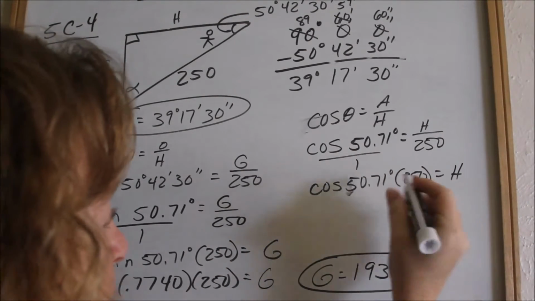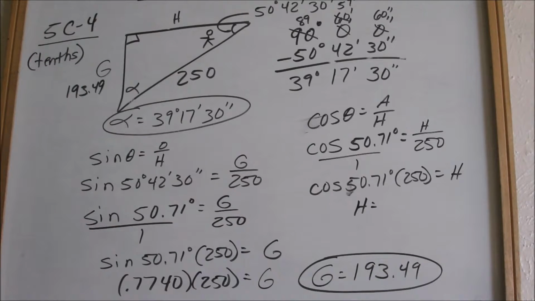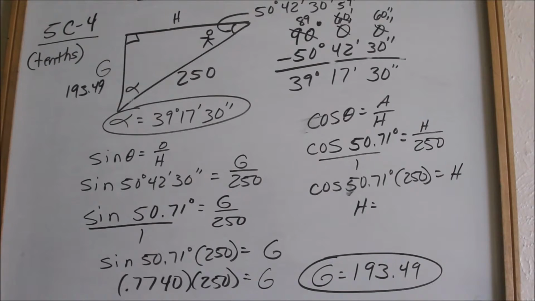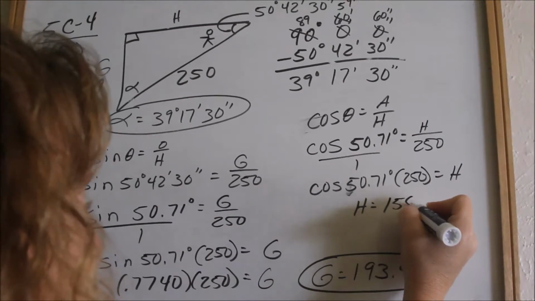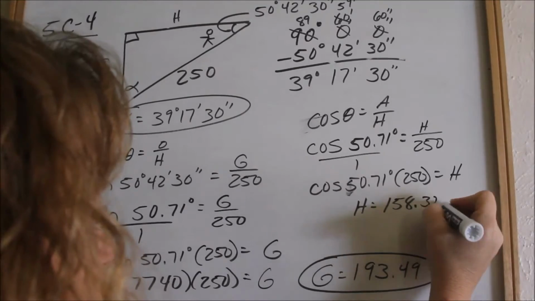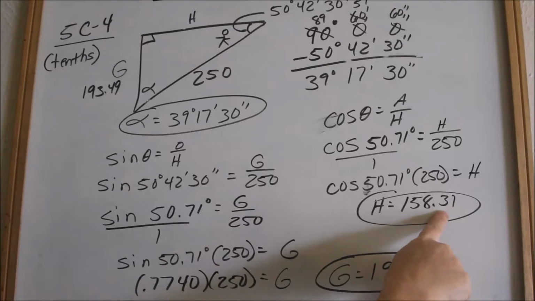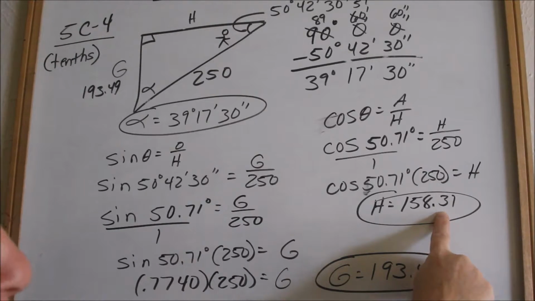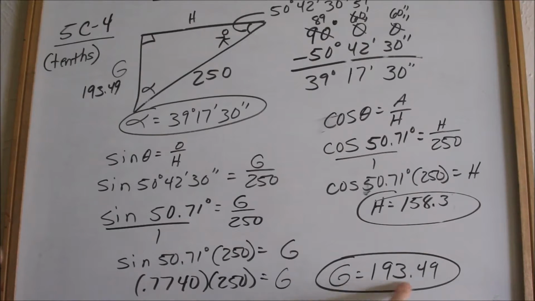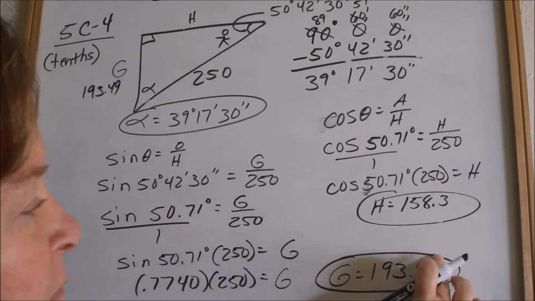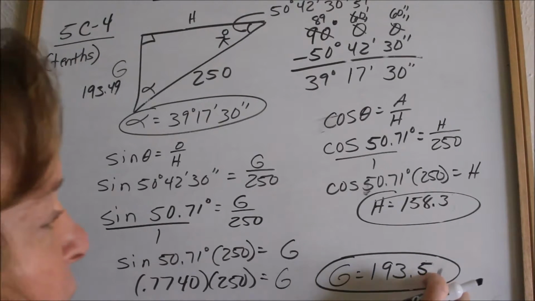I'm just going to go ahead and do all that in my calculator. So cosine of 50.71, I got 0.6332. And then I'm going to multiply that by 250. And that gave me 158.31. Okay, so I forgot that the instructions say round your answers to the nearest tenth, and I wrote the hundredth. So 158.31 will just be 158.3. And 193.49 will round to 193.5. So that's rounding to the tenth.